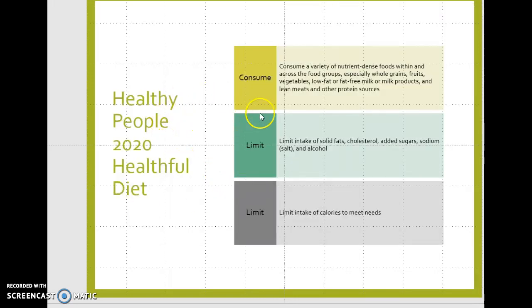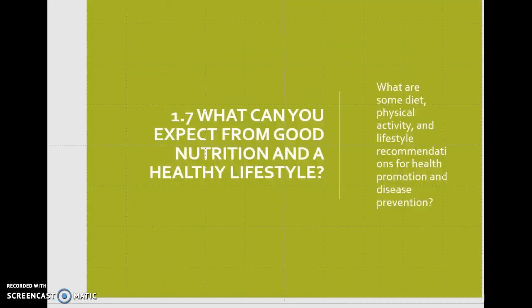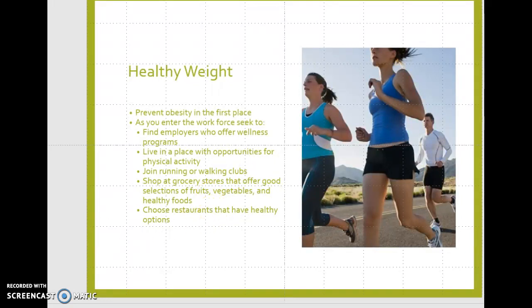In order to maintain a healthy lifestyle, we need to consume nutrient-dense foods, which we'll talk about, and limit solid fats, cholesterol, added sugars, sodium, and alcohol, and limit the intake of calories just to meet needs. Those are the main goals to try to maintain health. And then for a healthy lifestyle, what kind of activity? We need to add activity to that lifestyle, not just eating, but also activity. These are the things that we're focusing on, and you'll see a few more slides in this section.